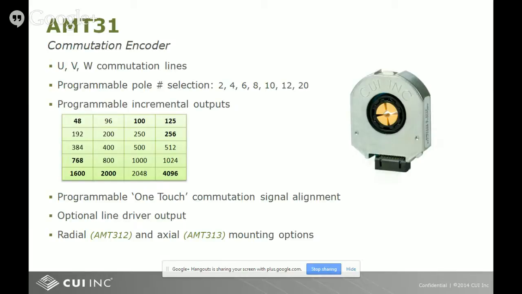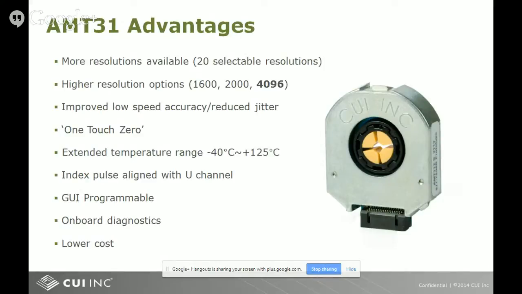We're able to work with 2, 4, 6, 8, 10, 12, and 20 pole count motors. We have the 20 incremental options that are also available on that. And then we'll talk a little bit about the programmable One Touch Zero, which really vastly improves the assembly time with a brushless DC motor.